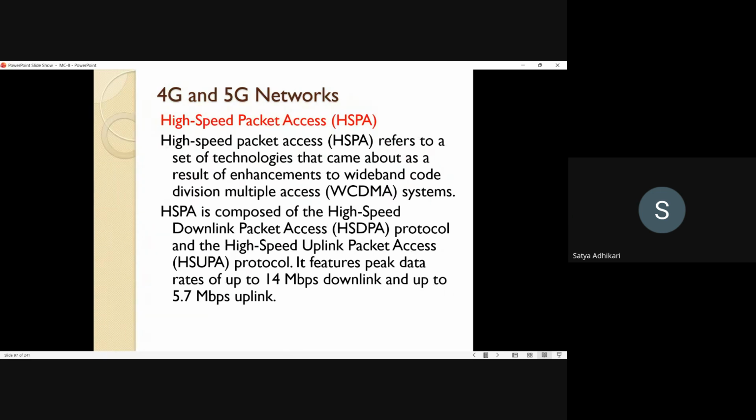Then 4G and 5G networks. High speed packet access, HSPA, refers to a set of technologies that came about as a result of enhancement to the wideband code division multiple access system. We already know the CDMA technology, so it is wideband code division multiple access, that is WCDMA. HSPA is composed of the high speed download packet access HSDPA protocol and the high speed uplink packet access protocol. It features peak data rates up to 14 Mbps downlink and up to 5.7 Mbps uplink.